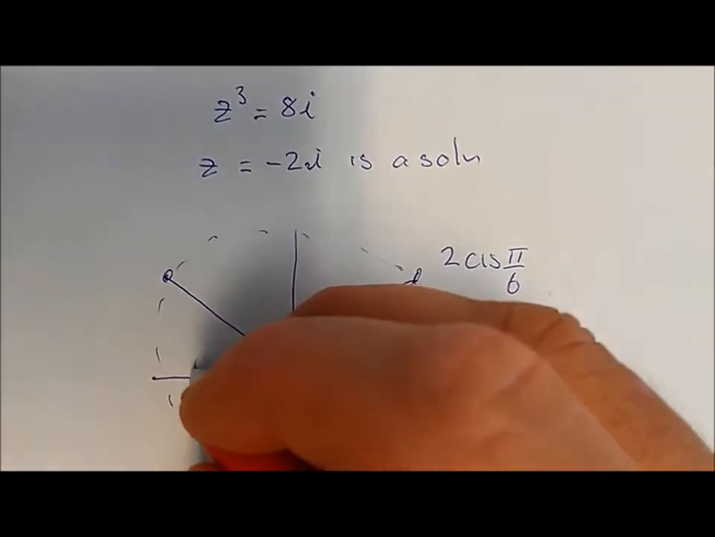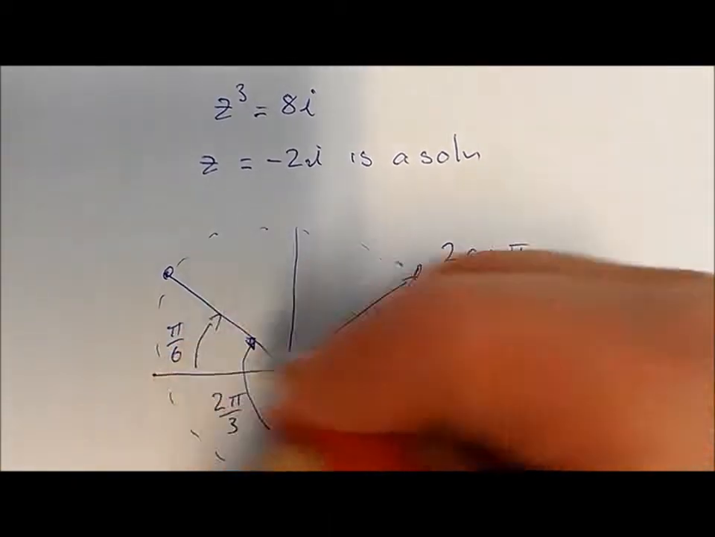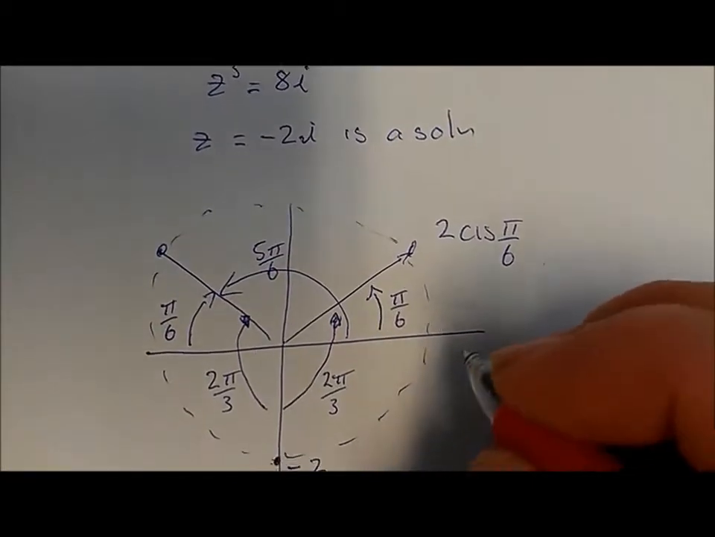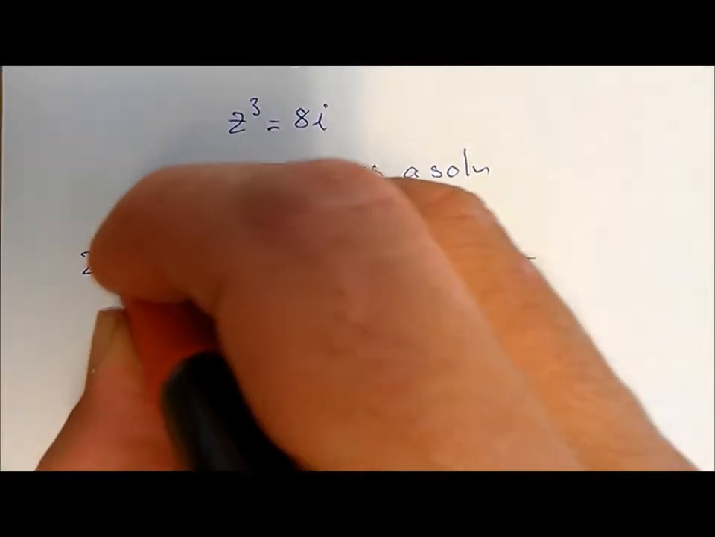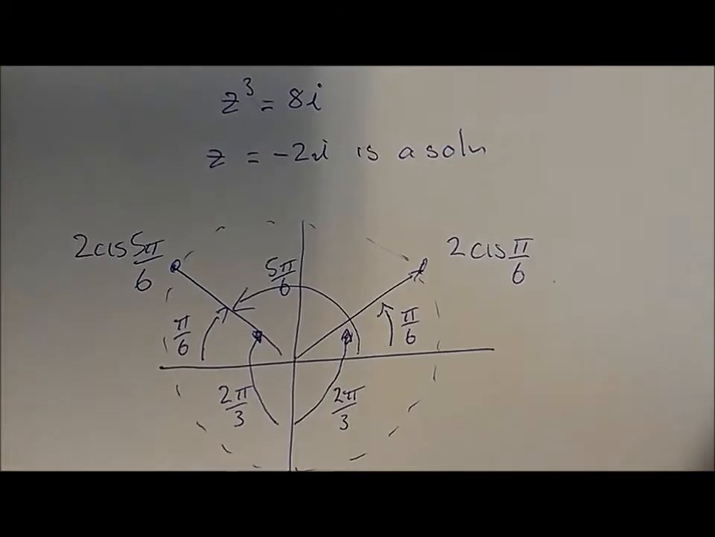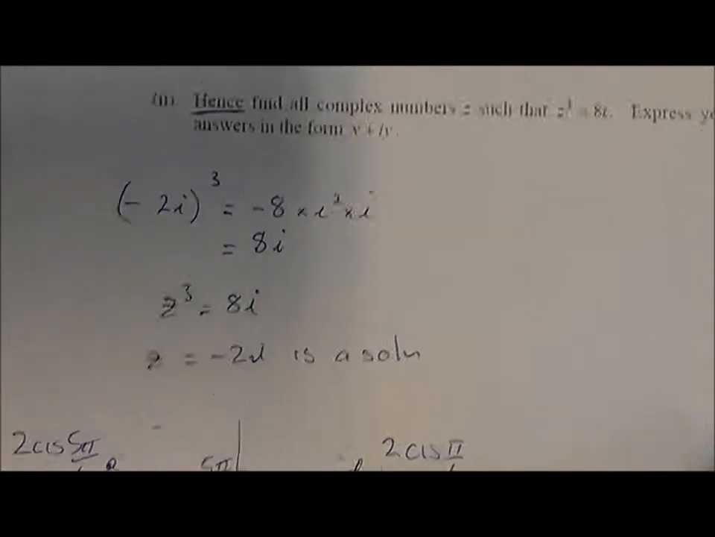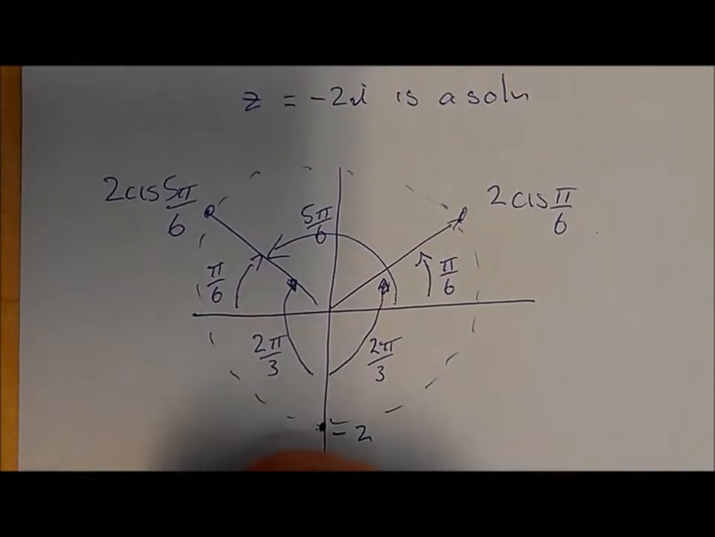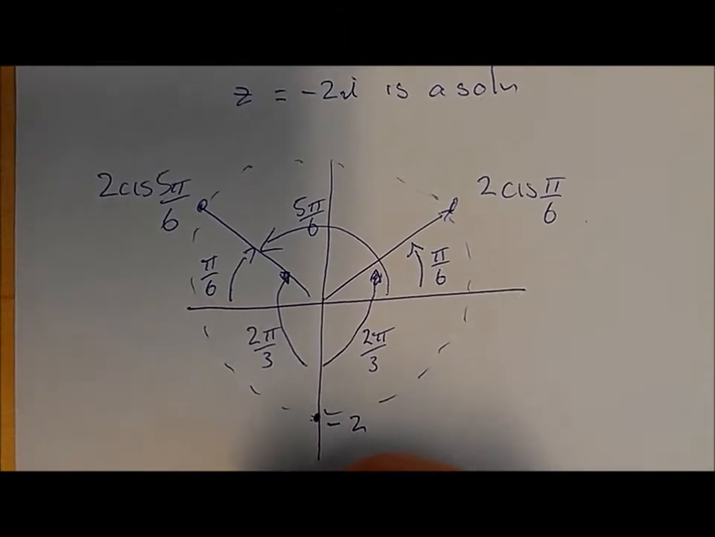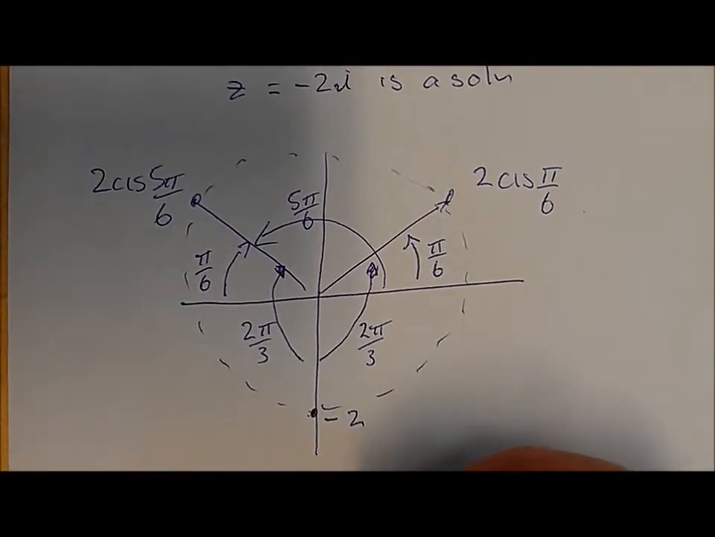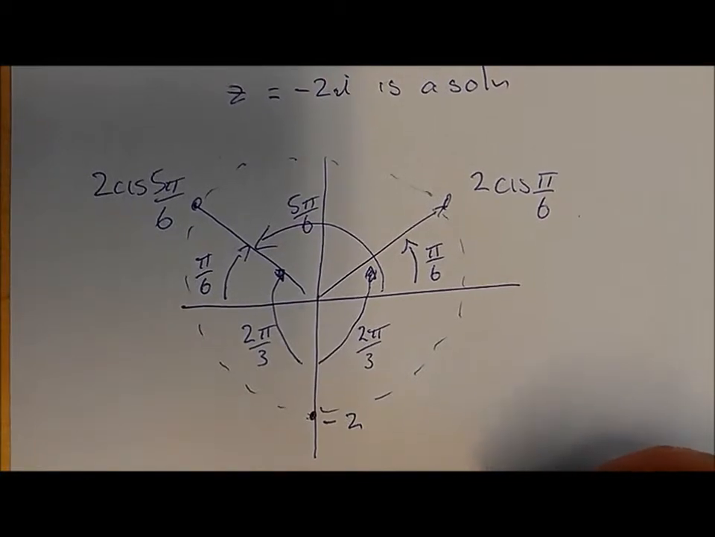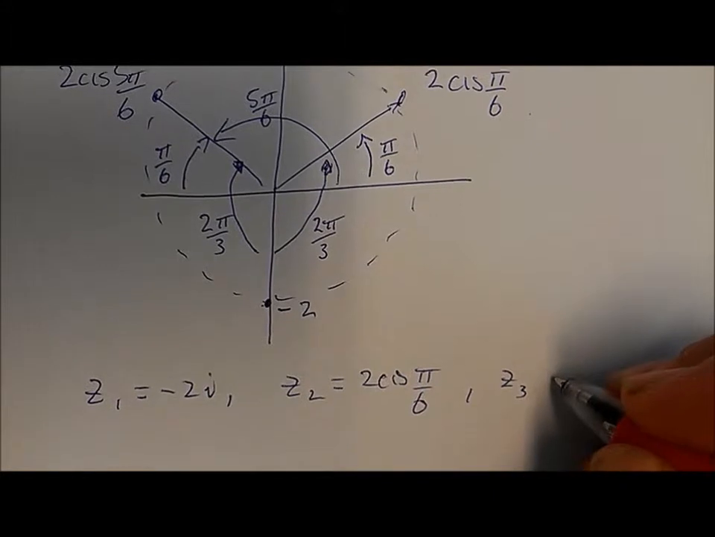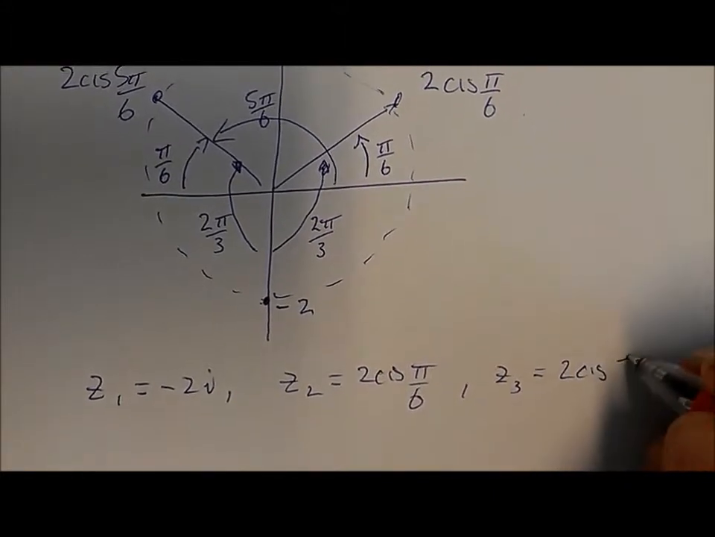Similarly, this angle over here will be pi on 6. That'll make this full angle around here 5 pi on 6, so I'll get this as 2 cos i sine 5 pi on 6. So I've got my 3 solutions. It says to express in the form x plus iy. So far my 3 solutions are z1 equals negative 2i, my second solution 2 cos i sine pi on 6, and my third solution 2 cos i sine 5 pi on 6.